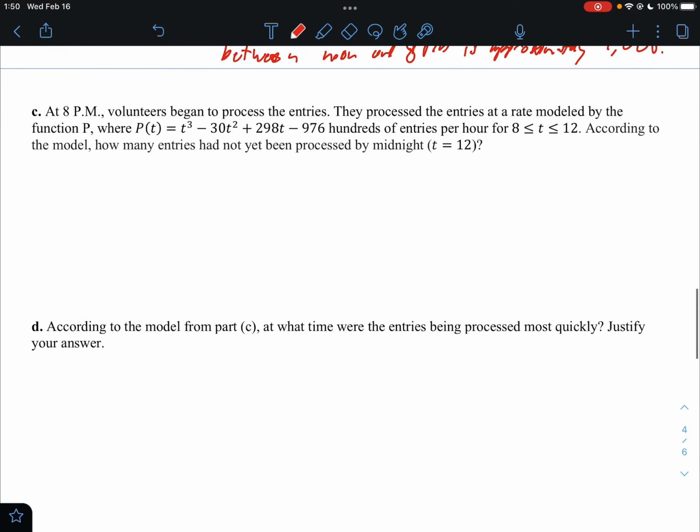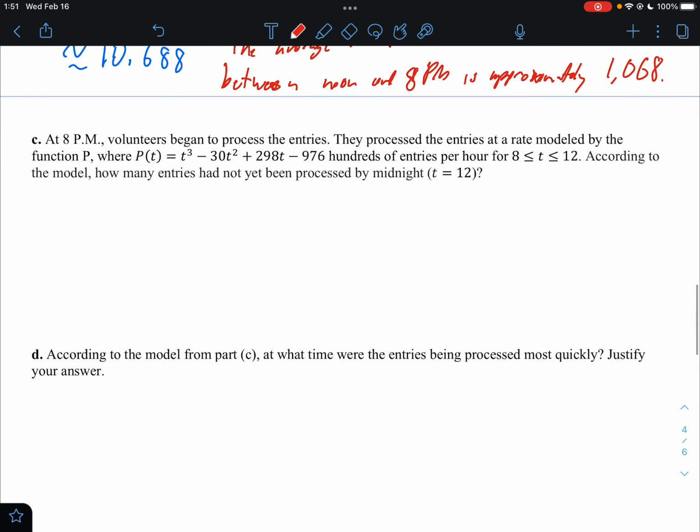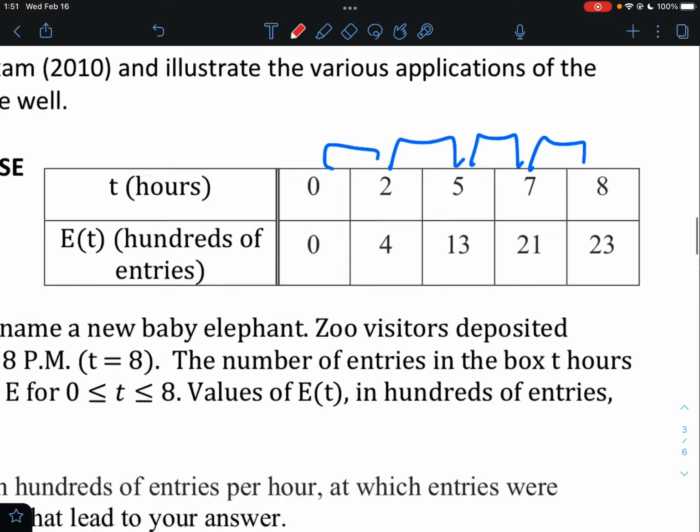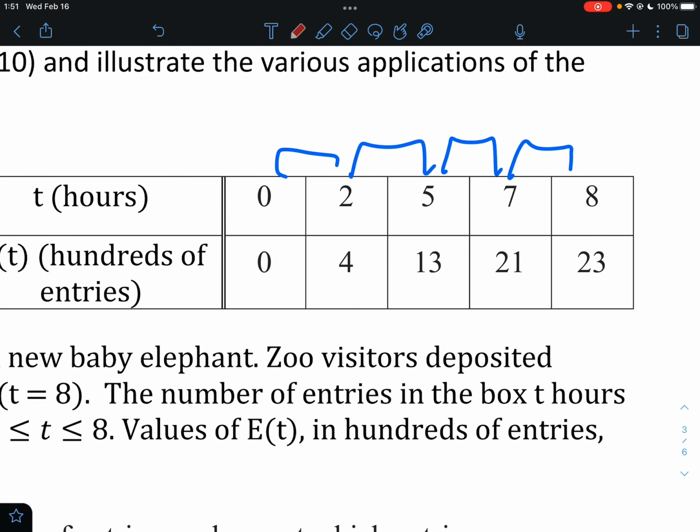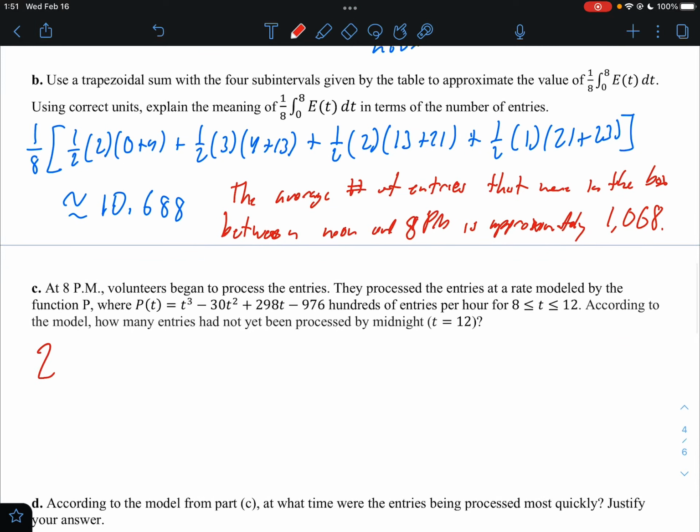Question C, at 8 p.m. volunteers begin to process the entries. They process the entries at a rate modeled by a function P, hundreds of entries per hour. According to the model, how many entries had not yet been processed by midnight? All right, so first of all, how many entries were there at 8 p.m.? There were 2,300 entries. So it's going to be 2,300 minus the integral from 8 to 12 of P of t dt, right? And since you have a calculator available to this, you can go ahead and type that into your calculator.